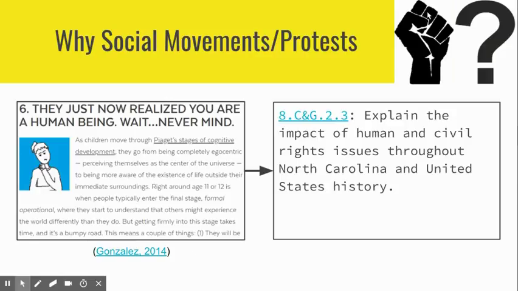Well, according to Piaget, 8th graders are in the formal operational stage of development, so they should understand that others might experience the world differently than they do. Having students study the impact of human and civil rights gives them one framework for understanding the experiences of people who may not be like them, and it helps them grow in empathy for others.